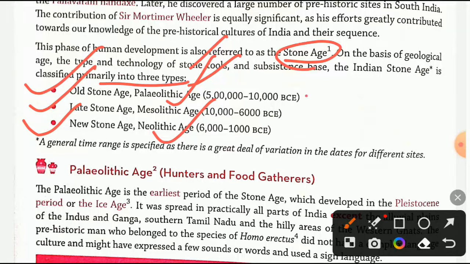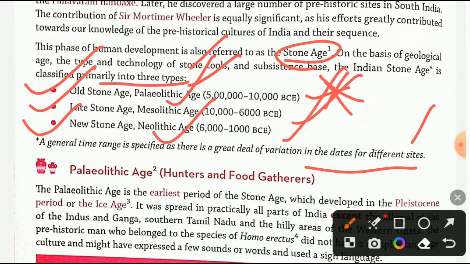The Paleolithic Age can be dated roughly between 5 lakh and 10,000 BC. Very important; sometimes they ask in the examinations. Paleolithic age 5 lakh to 10,000, Mesolithic 10,000 to 6,000, and Neolithic 6,000 to 1,000. A general time range is specified as there is a great deal of variation in the dates of different sites. So they have roughly assumed this.